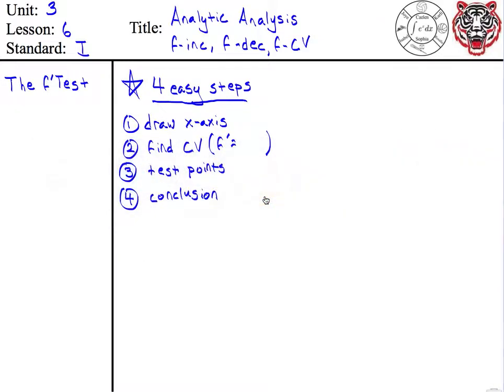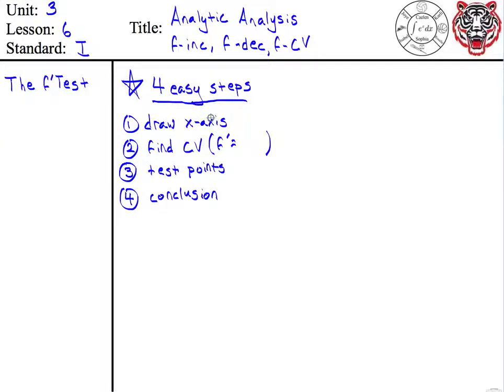Thank you, Rosalie. All right, so analytic analysis. So now we're actually going to be giving you an actual function. I'll say f of x is equal to something, and you need to tell me where the critical values are. I'm not giving you a graph anymore. Fine. All right, so 4 easy steps.